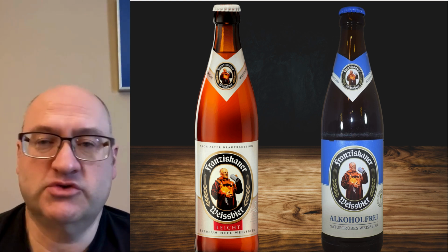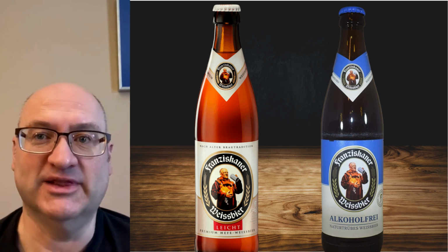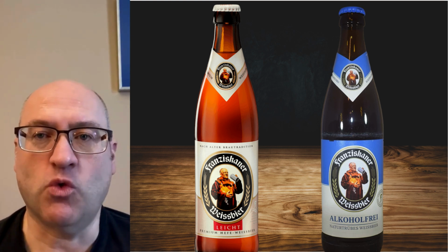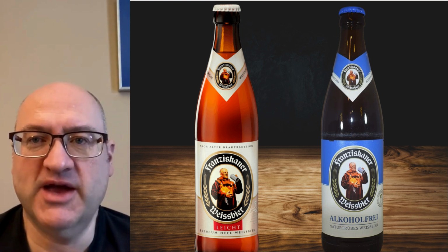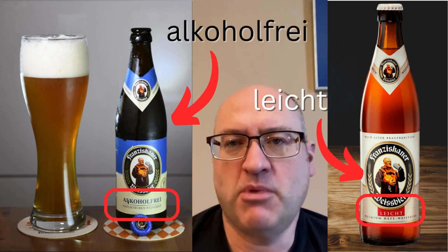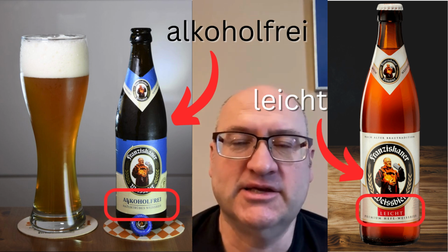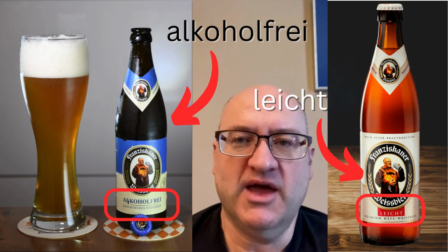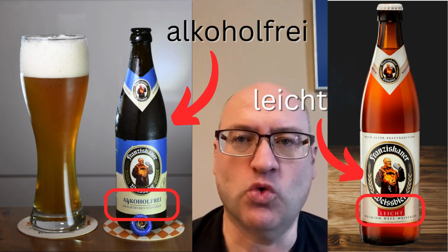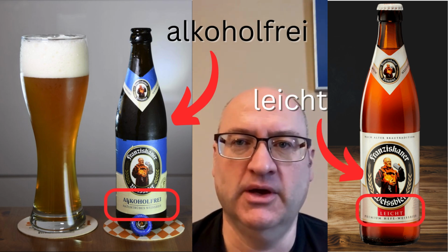In addition to the traditional Weizenbier and Weissbier, you also will find some either light versions or alcohol-free versions of that type of beer, and also other kinds of beer. So if you see a bottle that says alkoholfrei or leicht, it will tell you that either there is no alcohol in it or it only has about half of the alcohol and also reduced calories.